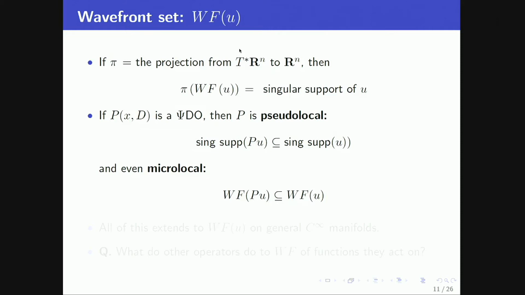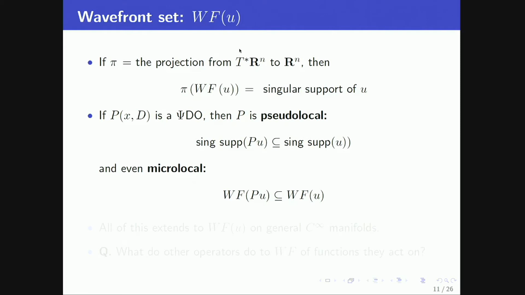It preserves the singular support, at least it doesn't make it any bigger. For any distribution you apply P to, the singular support of Pu is contained in the singular support of u. And it's even what's called microlocal, which means the wavefront set of Pu is contained in the wavefront set of u. So pseudodifferential operators are very neat in the sense that they don't create new singularities. They preserve the existing singularities, possibly lose some of them, but don't create any new singularities.